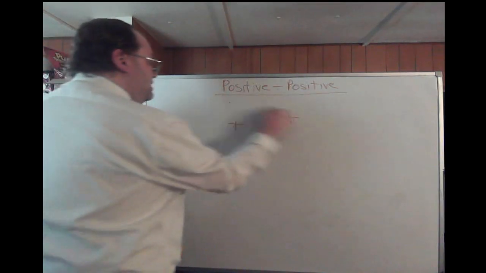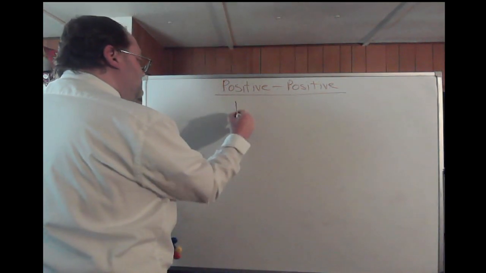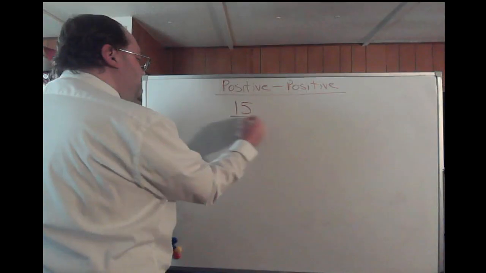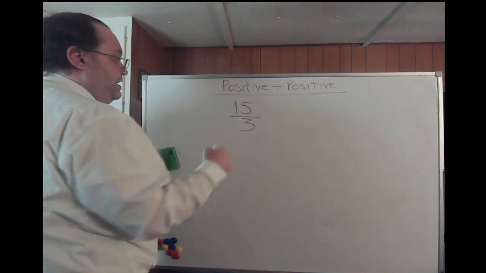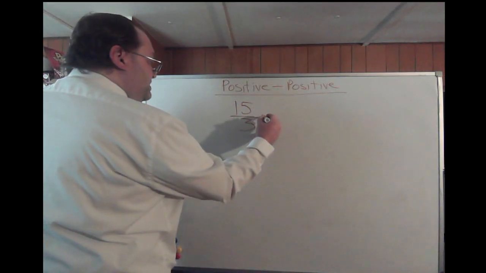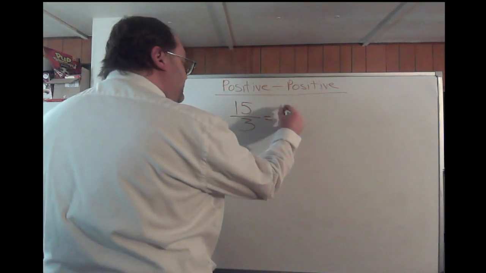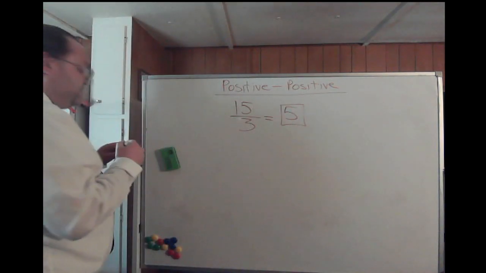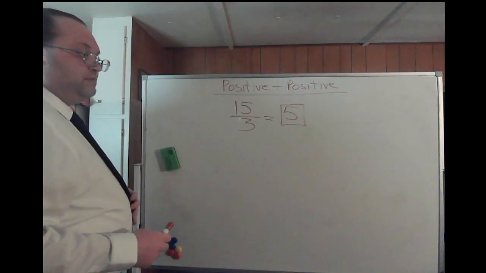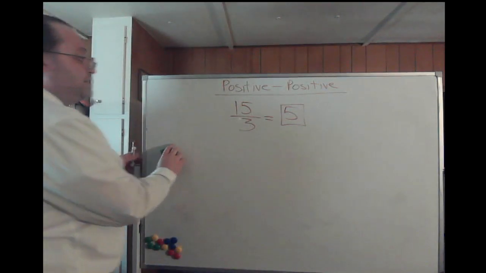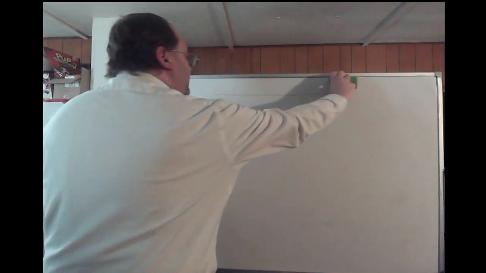So let's do one example here. Let's say I have 15 divided by 3, right? They're both positive, so this is just a simple division problem. You'll get 5. You'll have positive 5 as your answer. So positive divided by positive, that's a classic example of division problems we already know. We're not going to spend a lot of time on that because we already know that.